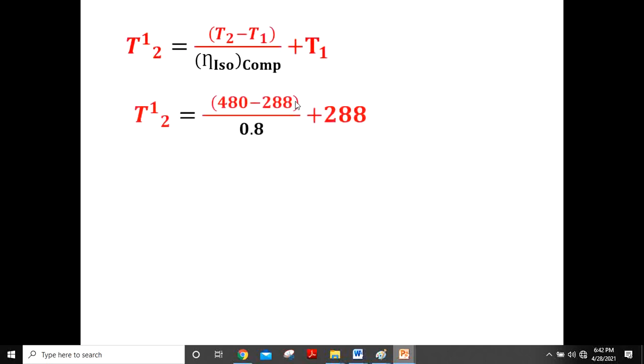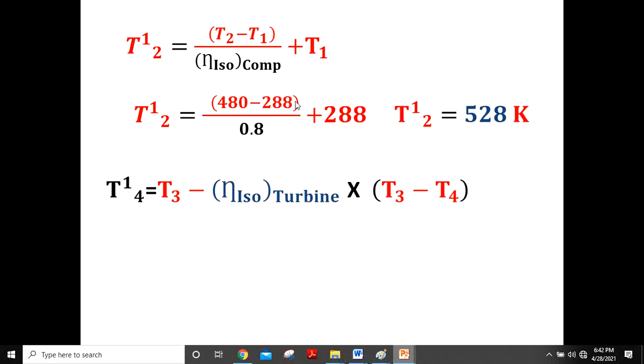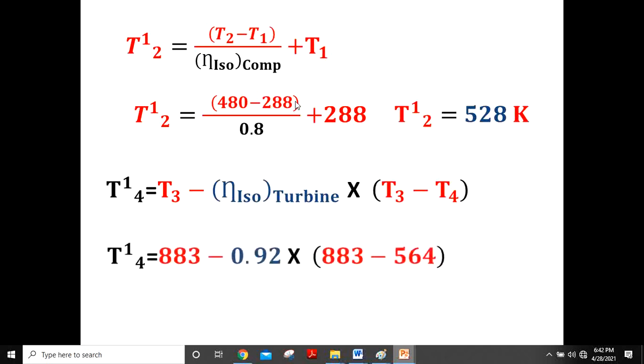Next, T2 dash is equal to this much. T4 dash is equal to T3 minus the isentropic efficiency of the turbine into (T3 minus T4). Therefore, T4 dash is equal to 883 minus 0.92 into (883 minus 564). That is the T4 value. T4 dash you got.